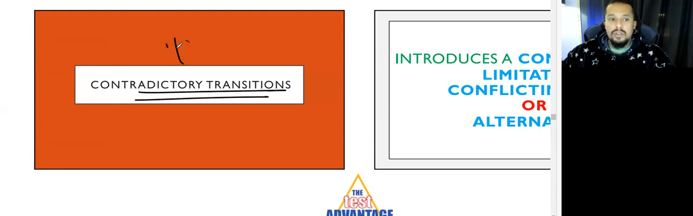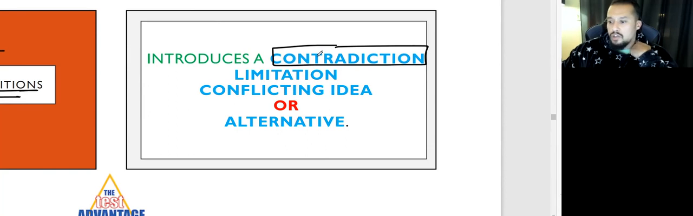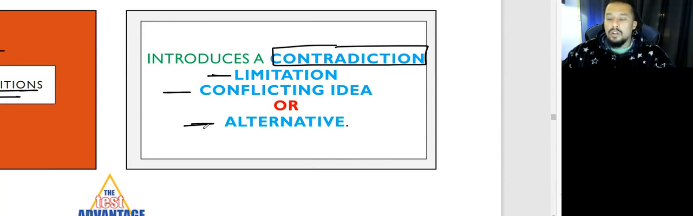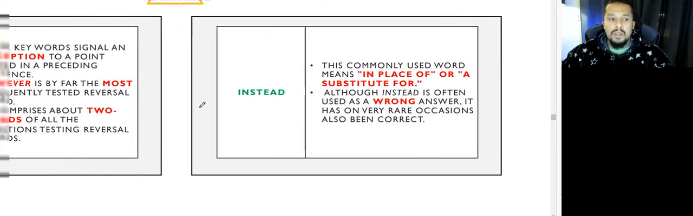Contradictory transitions. These are the but transitions. They introduce a contradiction. Now notice this, it doesn't just have to be a contradiction. They can also introduce a limitation, a conflicting idea, or an alternative. All of these are with the but-based transitions. Again, contradiction, limitation, conflicting idea, or alternative. And we'll see examples when we work together.